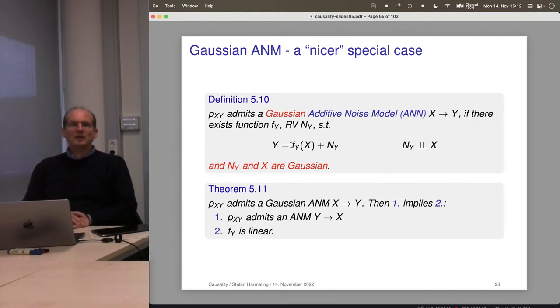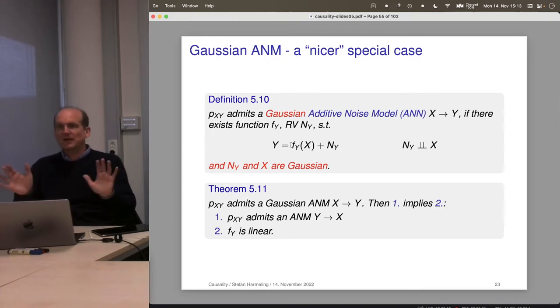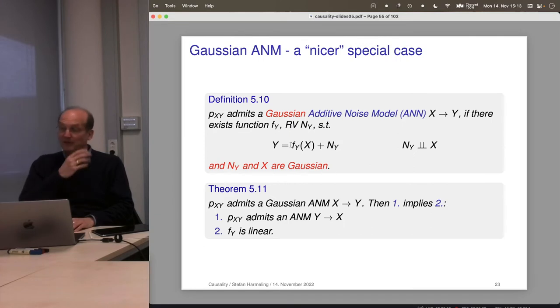Okay, so the case where you cannot show anything for x implies y or y implies x is the case where you have linear functions and Gaussian noise variables, right? And the Gaussian noise variables imply, together with the linear functions, that x and y are also Gaussian. And then if you depart from this, either by saying I have non-Gaussian noise variables or by saying I have a non-linear function, then you can show something.